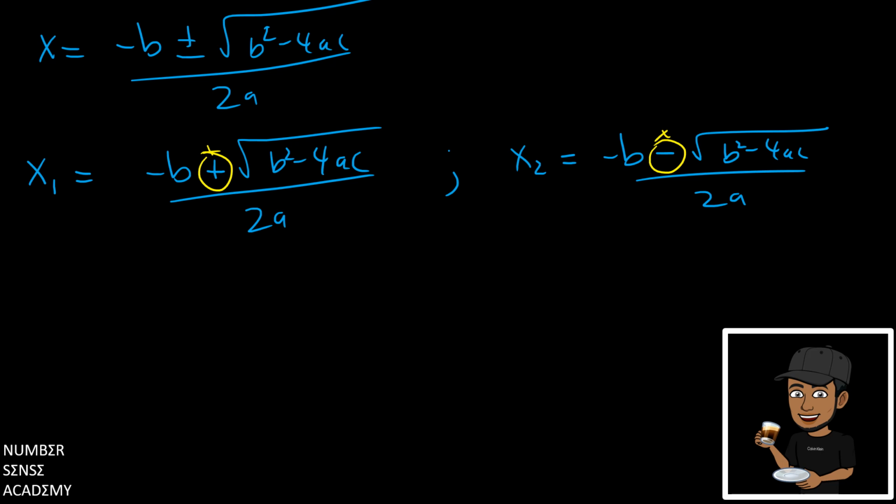Now, let's zoom in on this b squared minus 4ac, because that's very important.